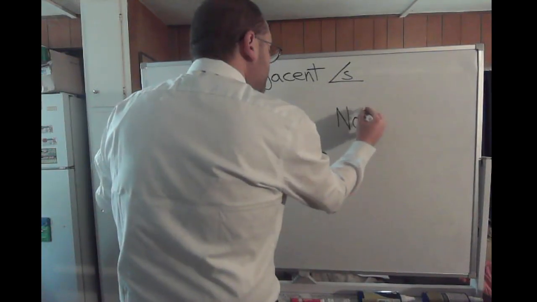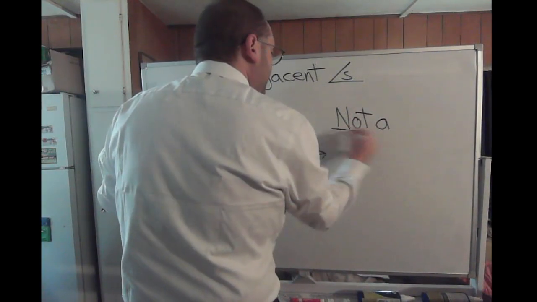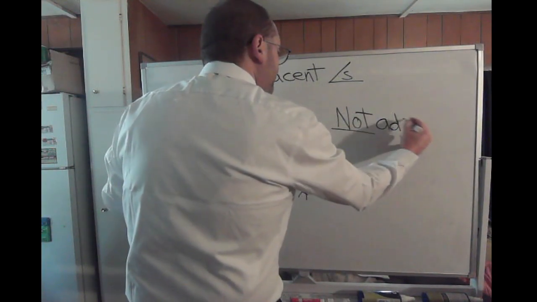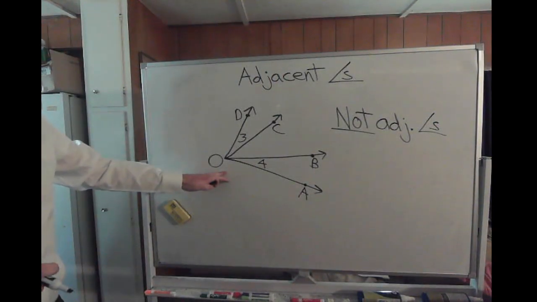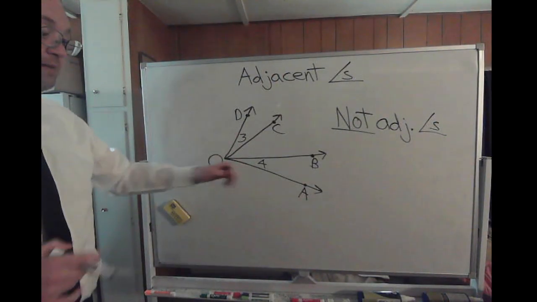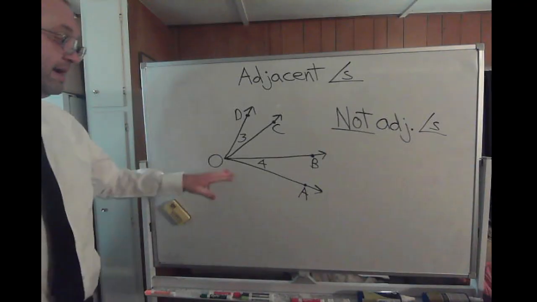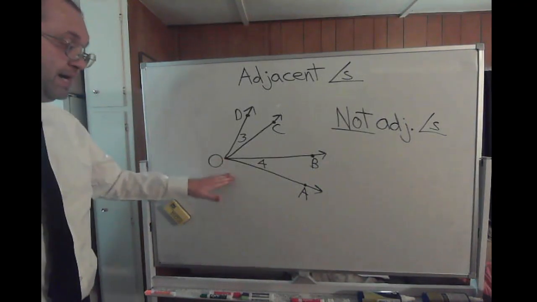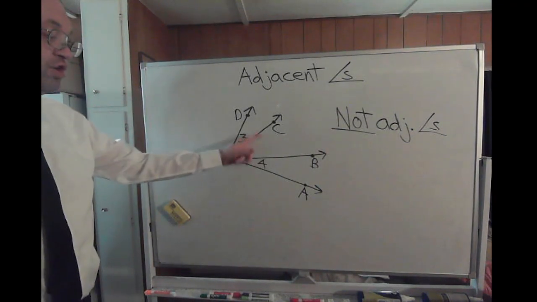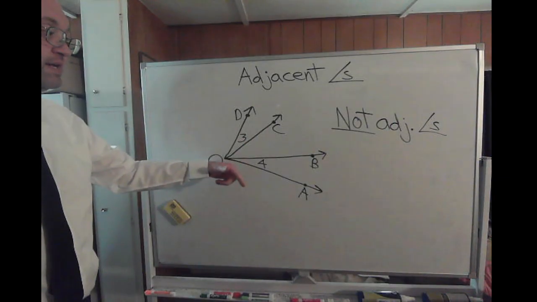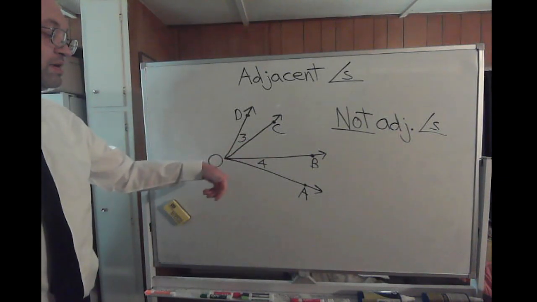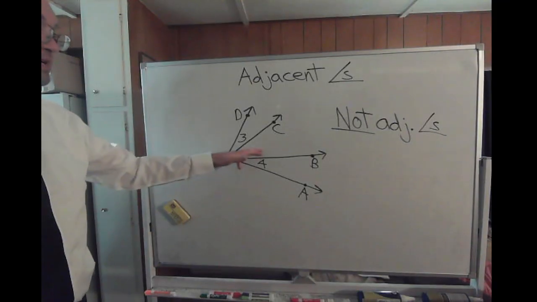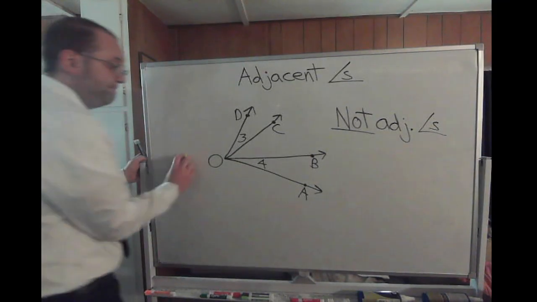In order to have adjacent angles, both the common vertex and sharing a common side must be present. They may have the same vertex, but they have no common interior sides, right? They have no common interior sides. So these would not be adjacent angles.